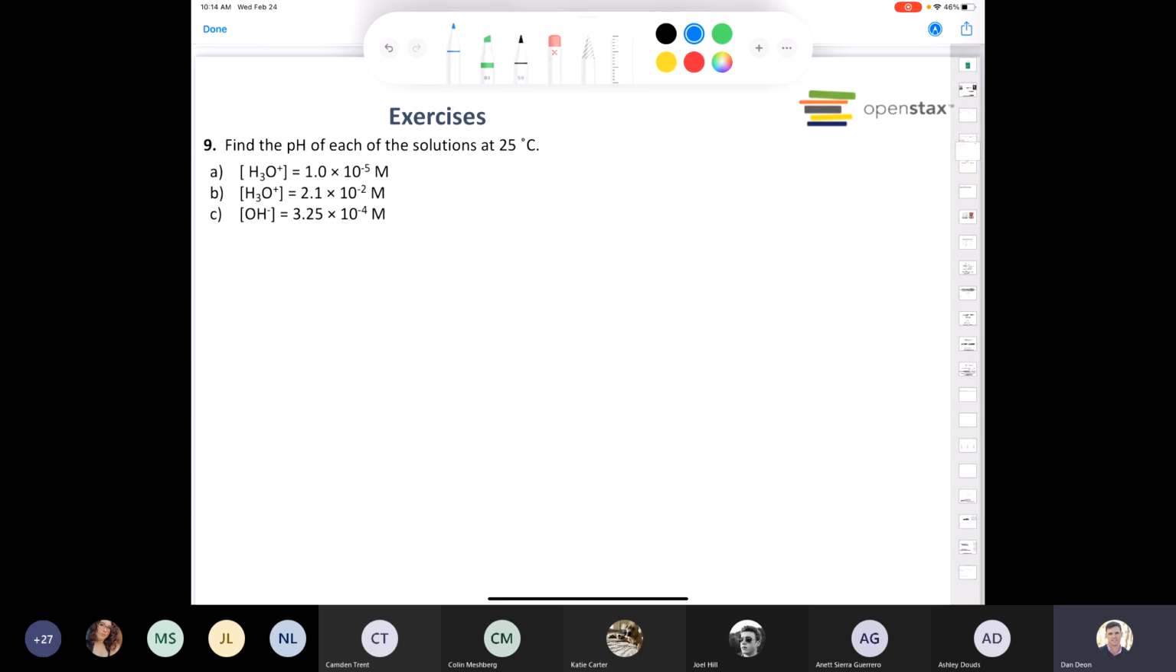Okay, so we're in section 14.2 now. Here you can see how easy it is to come up with multiple choice questions for this kind of material. Find the pH of each of the solutions. There you go, done. I can write a question in 2 minutes. Okay, let's give these a try. Let's try A and C.